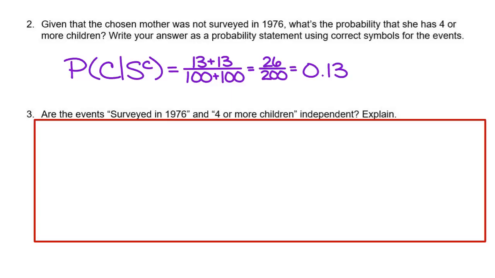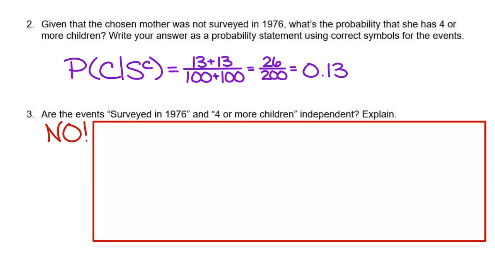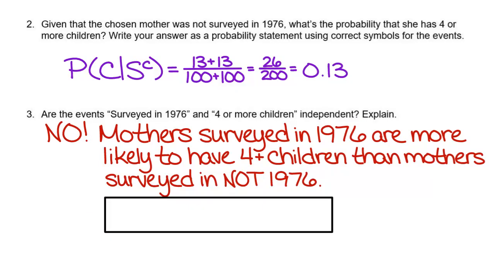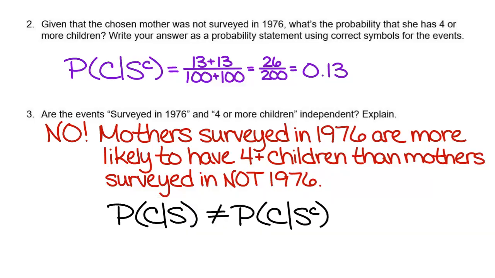Are these events, surveyed in 1976 and 4 or more children, independent? No. Why not? The probabilities are different. If she was surveyed in 1976, she's more likely to have 4 or more children than if she was not surveyed in 1976. The probability of C given S is not the same as the probability of C given S complement. These probabilities are different.